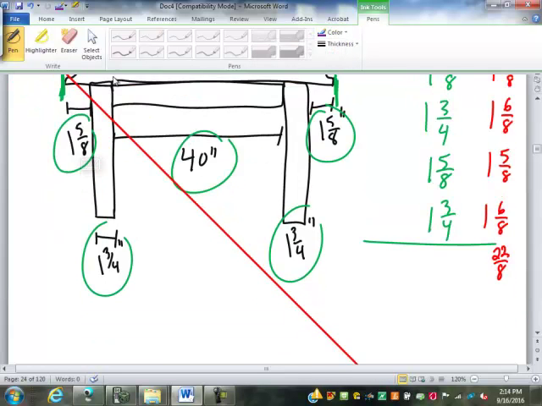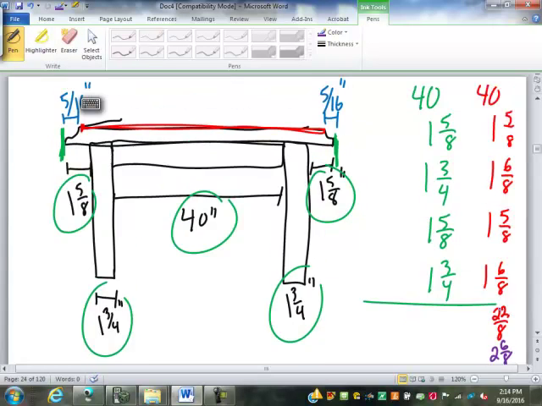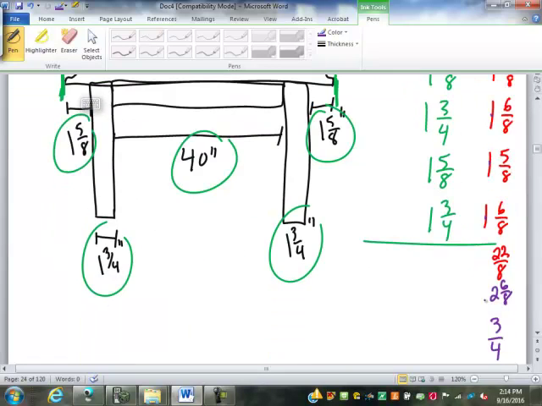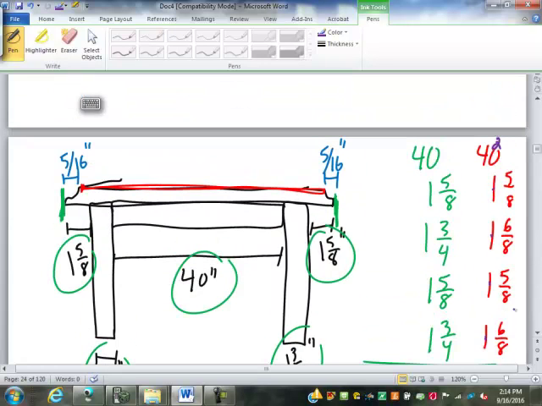So that is where that came from, 2 and 6/8. So that's going to be 3/4. The 6/8 reduces to 3/4. We carry the 2. 2, 3, 4, 5, 6. And the 40. So 46 3/4 is from here to here. How many of you had that? Show of hands. A couple of you?